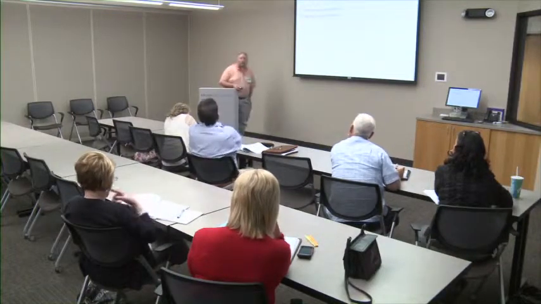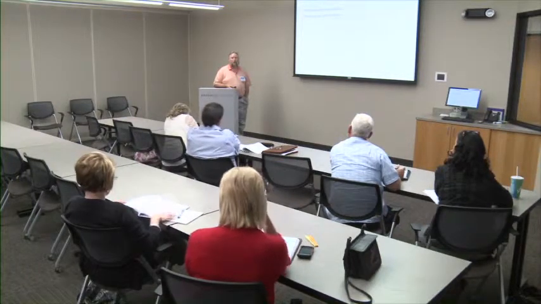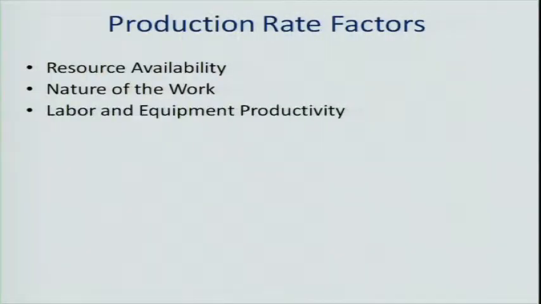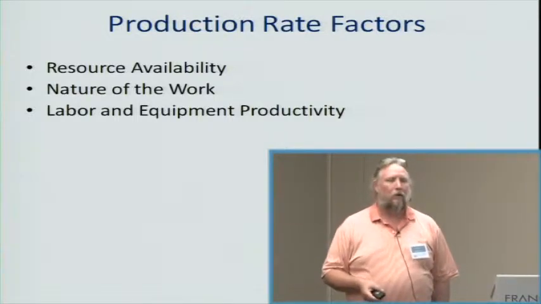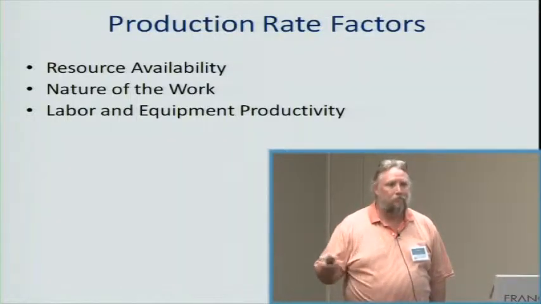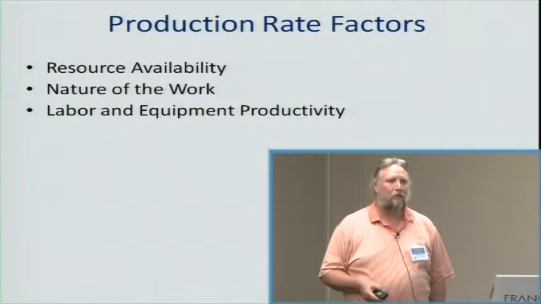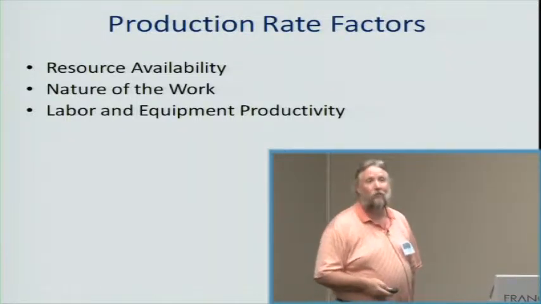What's the nature of the work? Different work takes different things. Some things are more labor intensive or time consuming than others. The labor and equipment productivity: how fast do our people work? How fast does the equipment work? The excavator may be able to move 100 yards an hour. The trucks that we have can only move 50 yards an hour. So we either need to get more trucks or we could get by with maybe a smaller excavator.